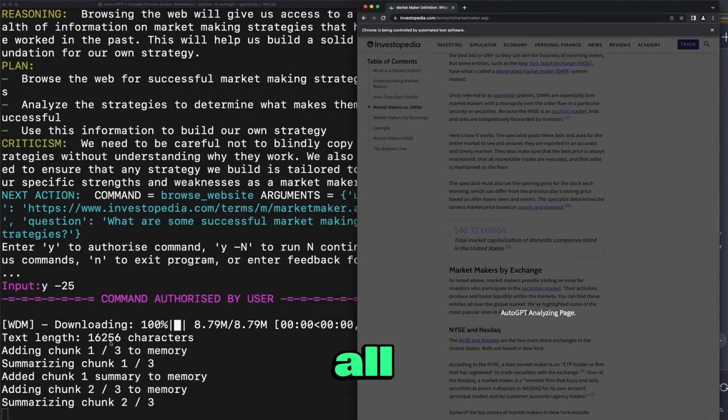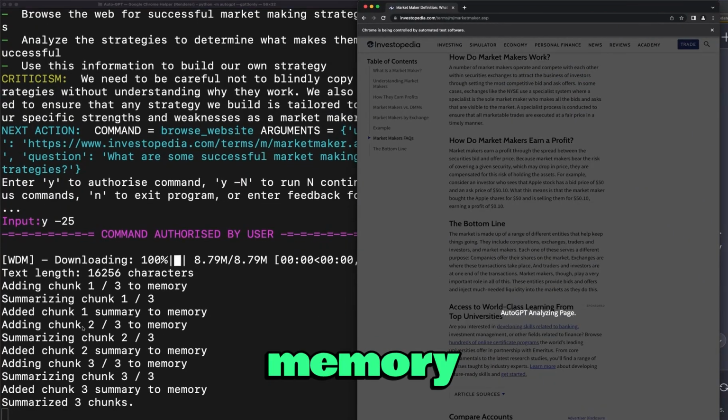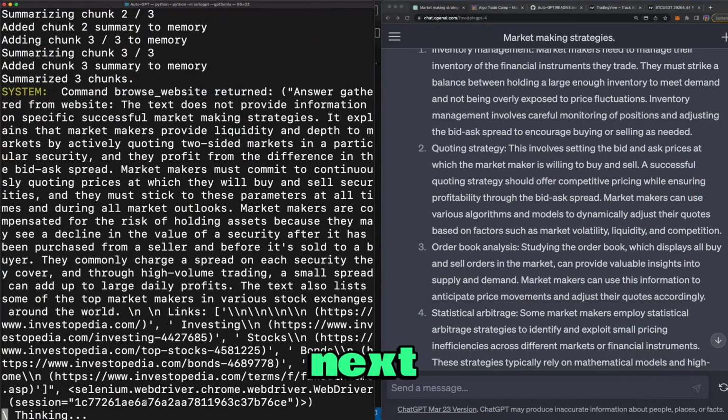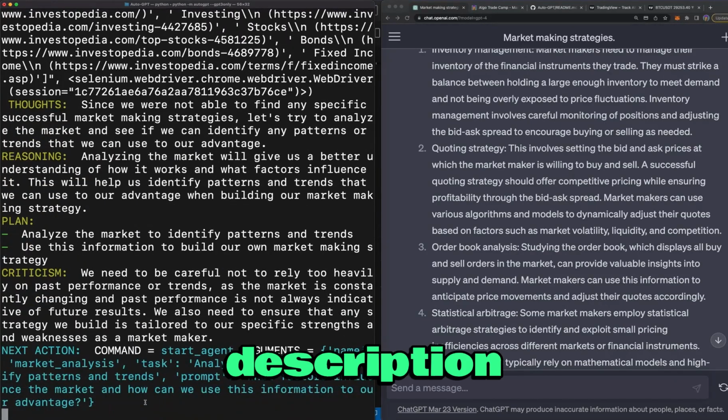You can see it's grabbing all the text. It has 16,000 characters. It's adding some to memory, adding chunk 2, summarizing chunk 3, added chunk 3 summary to memory. So pretty neat that it's reading all of this. And then let's see what it goes on to next. So it says the text doesn't provide successful market making strategies. It explains that market makers provide liquidity and depth to markets by actively quoting two-sided markets in particular securities. So that was kind of a description it learned from it.